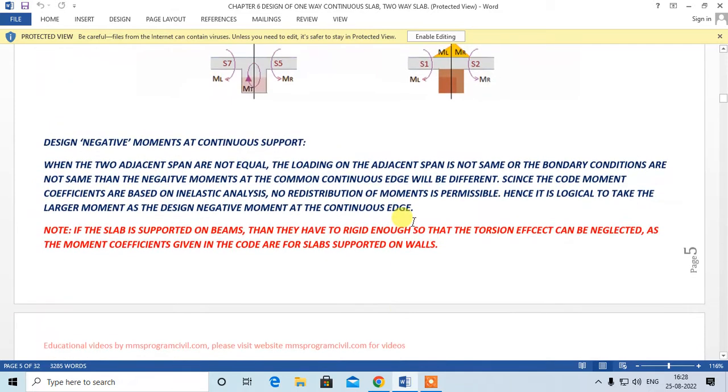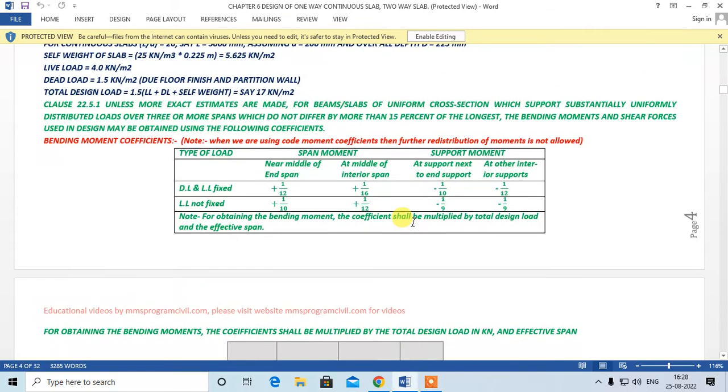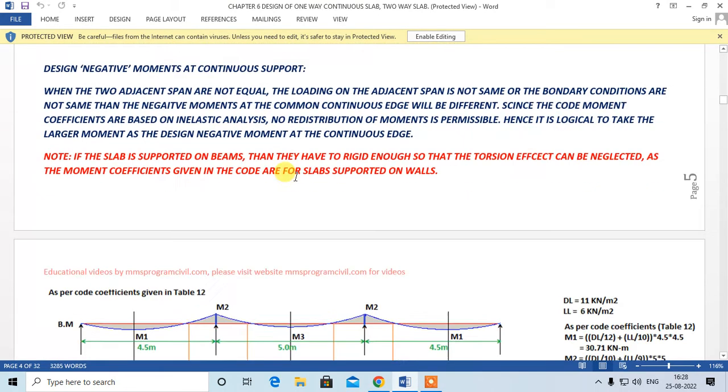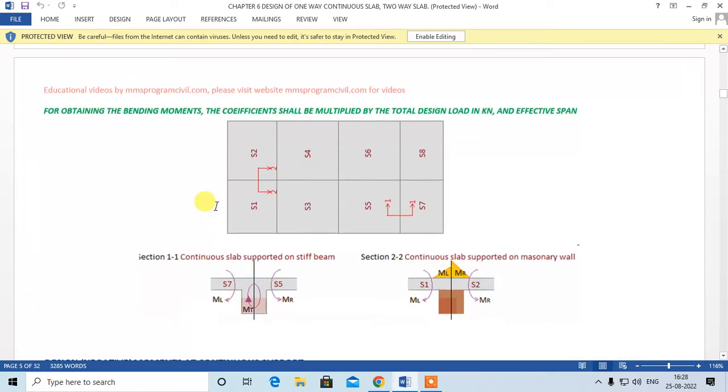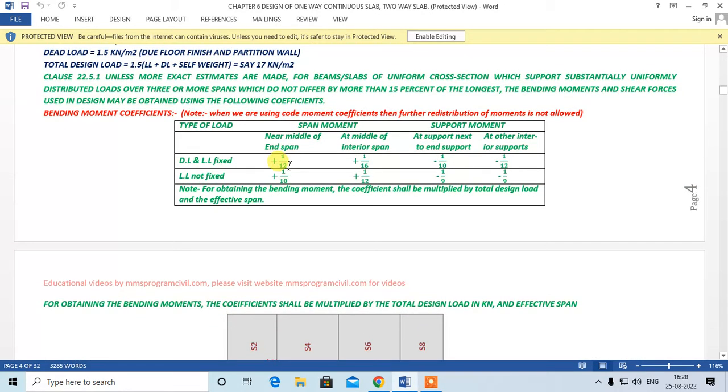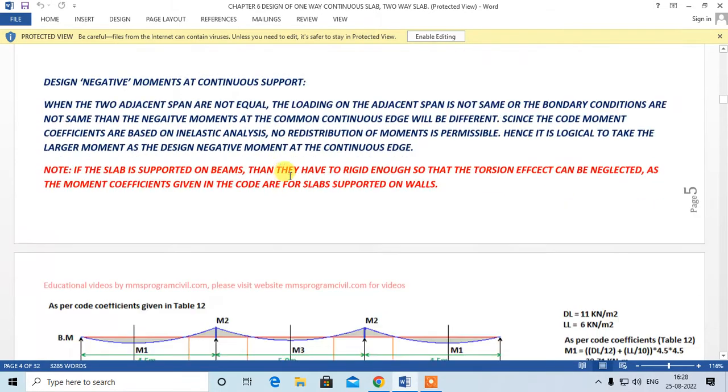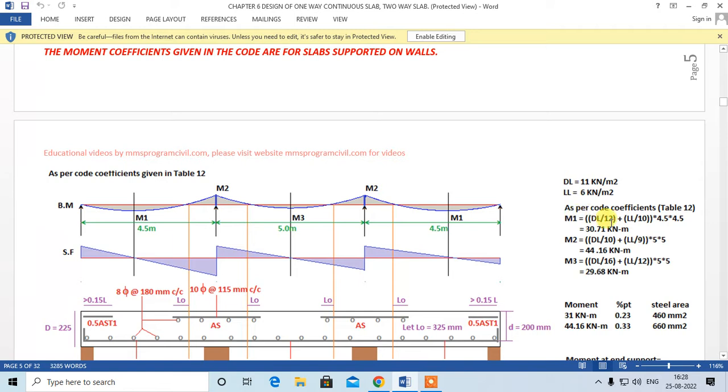So we will start with the bending moment. So these are the coefficients which we are going to use. First we will find the end span moment, that is the sagging moment near the middle of the end span. So this is your M1. M1 is found as dead load divided by 12 plus live load divided by 10, into L square. So this is what I have found over here. Dead load by 12 plus live load by 10 into L square. This is 4.5. So this is 30.71.